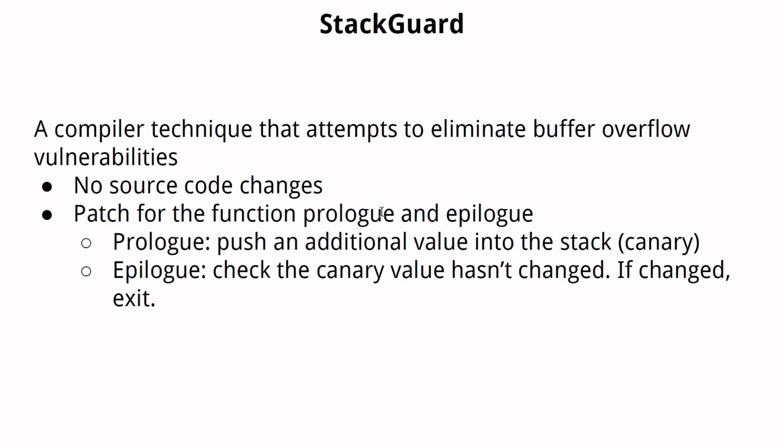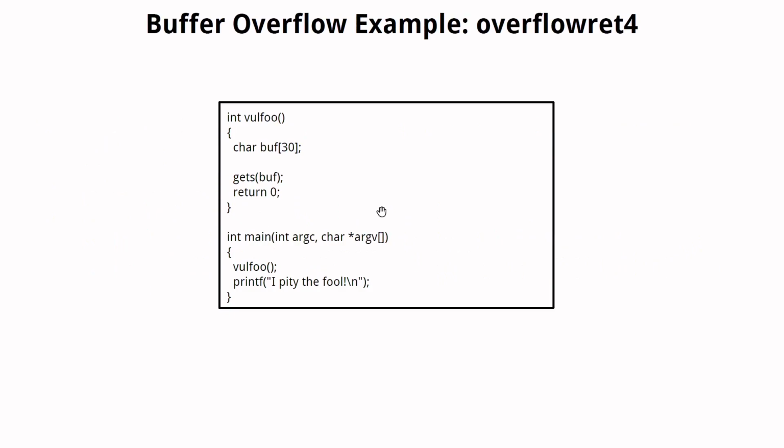Then the epilog will just check the canary value. If the canary value is changed, it means there is an attack. We will use the same example we have been using for many different scenarios, the overflow return 4, to see how this works. So the overflow return 4 function looks like this.